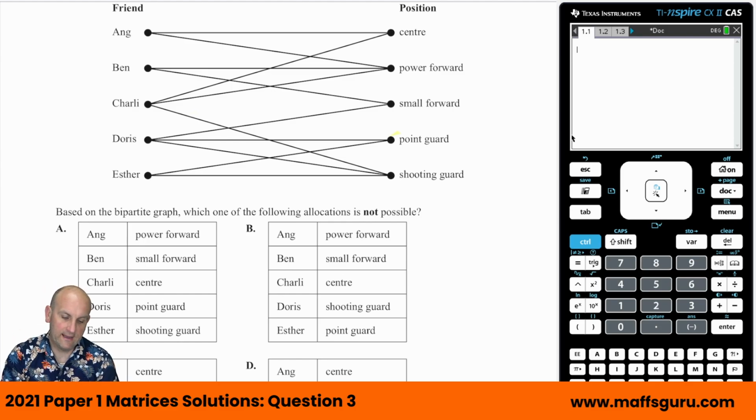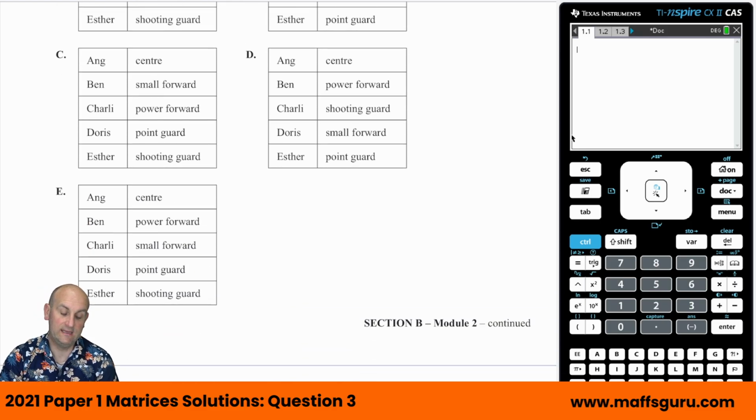So if we have a look, can Ange be a power forward? Yes. Can Ben be a small forward? Yes, because there's a line going there. Can Charlie be a centre? Yes. Can Doris be a point guard? Yes. And can Esther be a shooting guard? Yes. So that one is absolutely possible. So A is not my correct answer. In fact, what I ended up doing was getting all the way down to E.